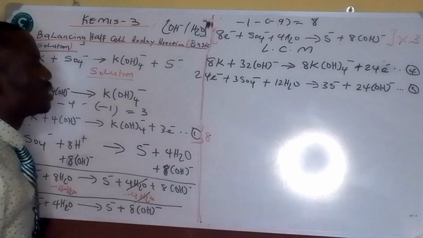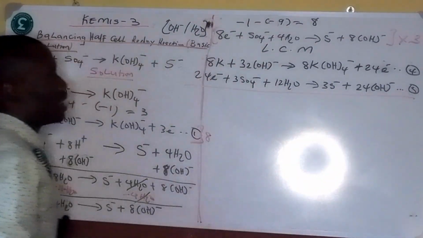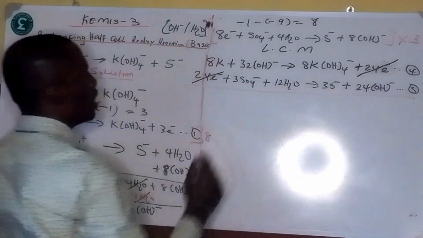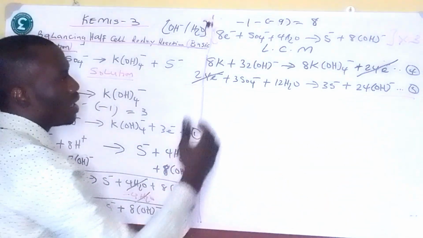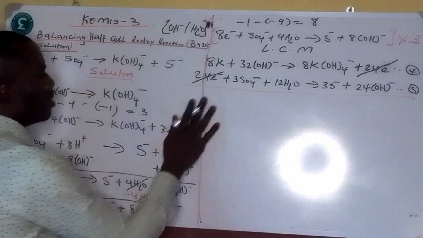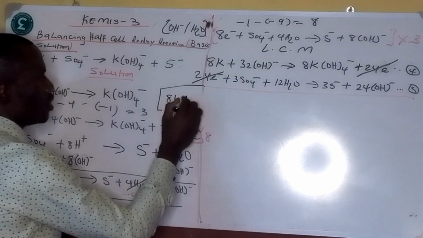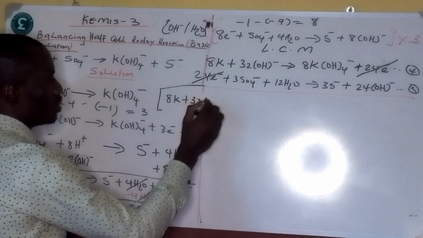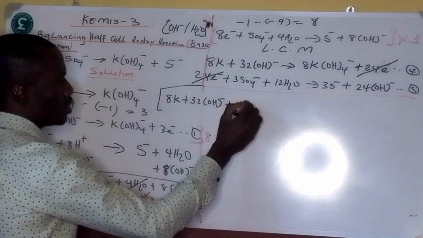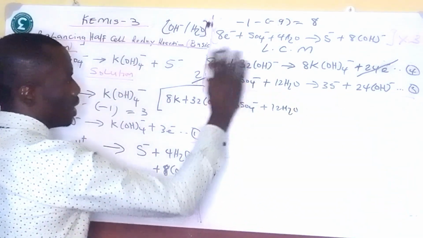Now, having done that, you notice that the electrons will cancel. This electron will cancel out this electron. Now, let me write down my new equation. I'll write down everything I see on the left hand side and everything I see on the right hand side. So I have 8 potassium plus 32 hydroxyl plus 3 tetrasulfate plus 12 H2O.